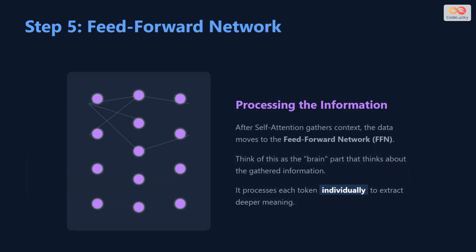After the attention mechanism gathers all the context, the data flows into a feed-forward network. You can think of this as the brain's processing center. It looks at the context-rich information and performs complex calculations to extract deeper meaning and features from the text.